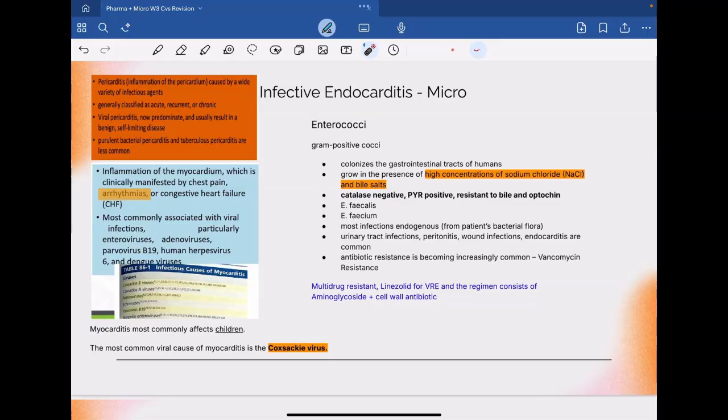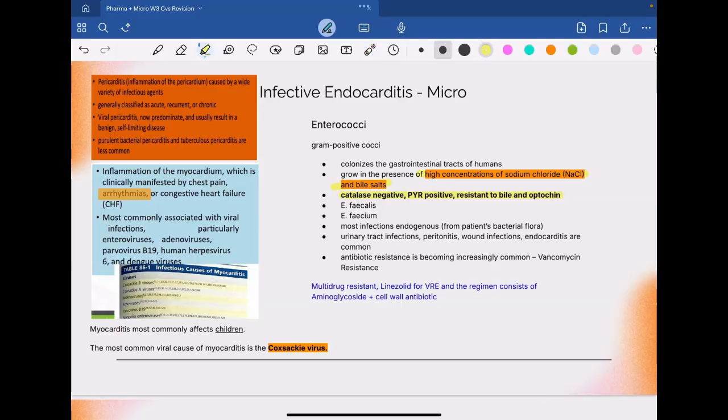For enterococci, which we mentioned earlier, they're gram-positive, they colonize the gastrointestinal tract, and they grow in the presence of high concentrations of sodium chloride and bile salts. They're catalase negative, PYR positive, resistant to bile and optochin. So let's say a question comes in the exam, or a patient comes to you in real life, and when you culture their blood, you see bacteria that grows in high sodium chloride or bile salts. It's catalase negative, PYR positive, it's resistant to bile and optochin. You're going to suspect that this is enterococci.